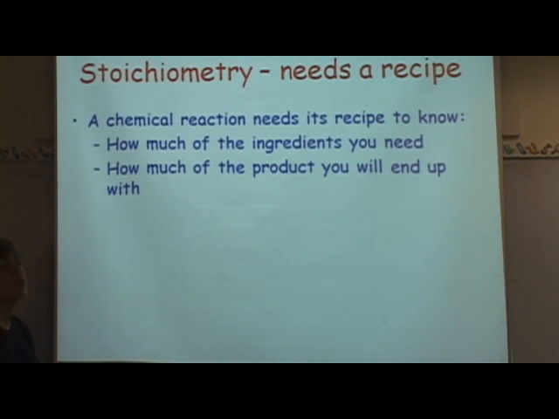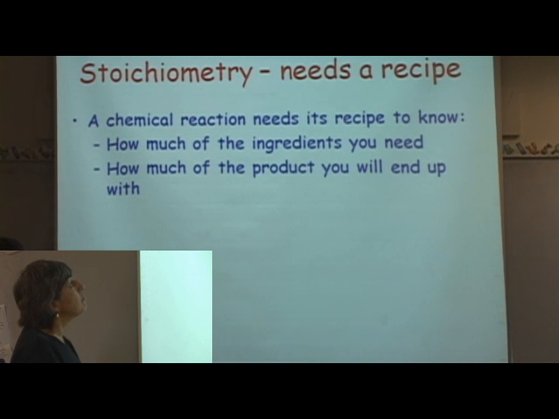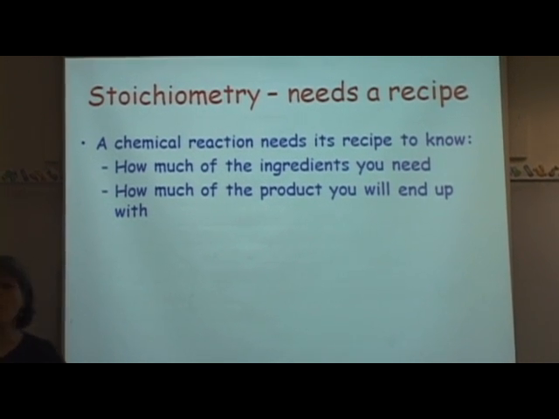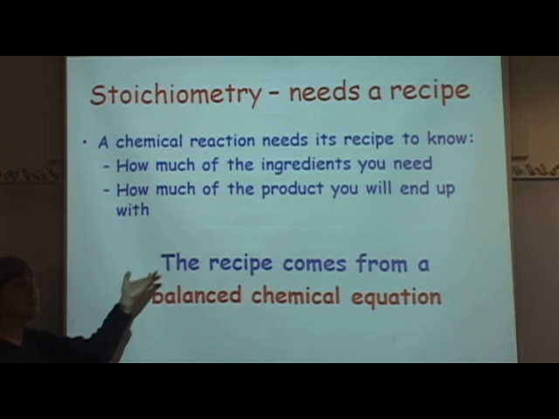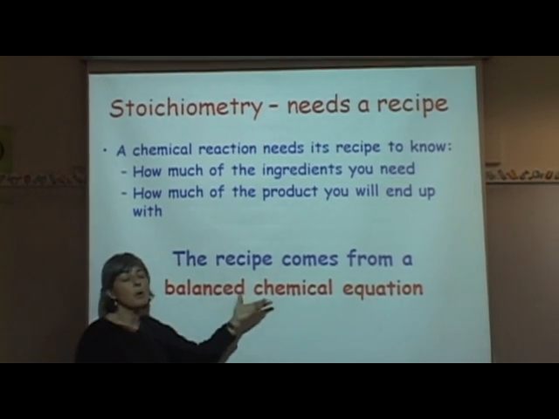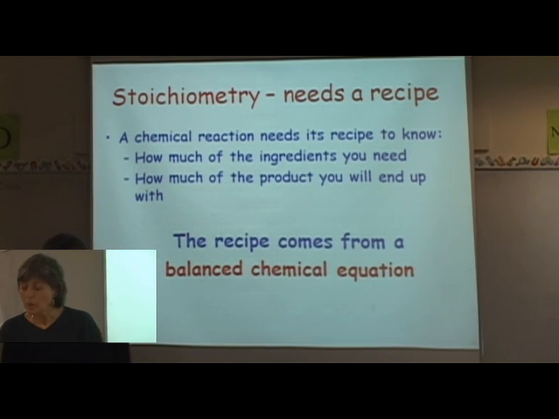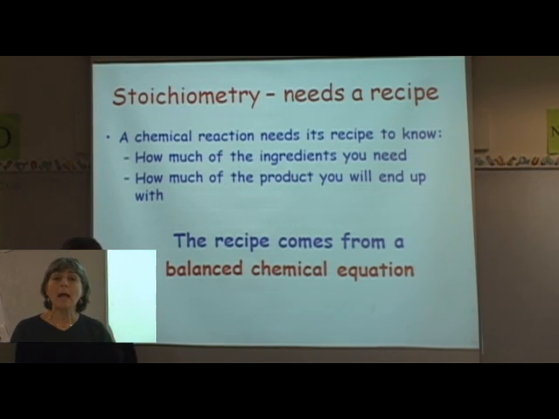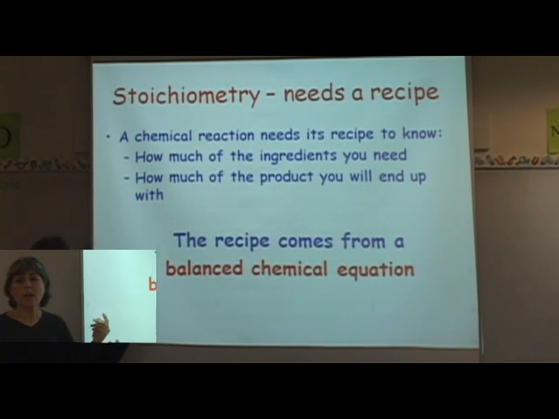In stoichiometry, you need a recipe. It's just like any other cookbook work. Stoichiometry really is cookbook. How much of the ingredients you need, how much of the products you'll end up with, because that's an important point here. And for stoichiometry, the recipe comes from a balanced chemical equation. That's why we spend so much time at both writing equations and balancing them, because that's going to be the key to doing accurate stoichiometry.